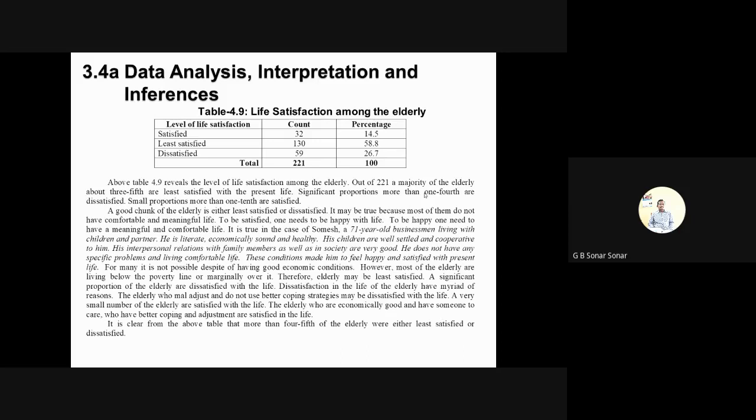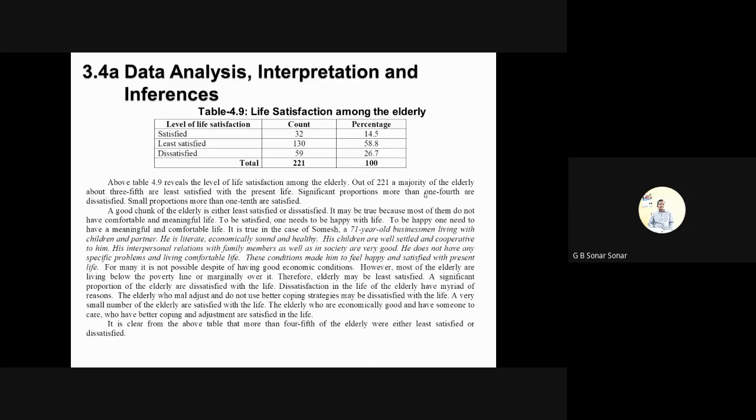Second part is giving the logical explanation why, except 14.5%, the rest of them are either least satisfied or dissatisfied. Why is it like that? That explanation is given. Logical explanation is given based on the fieldwork insights, based on the understanding got from the review of literature, and it is also complemented with a case study saying why it is like that.